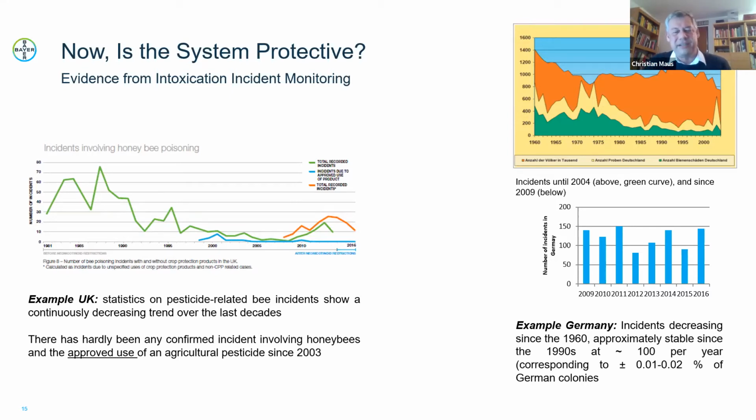And in Germany, and here, please, at the upper one, look at the green curve since the 1960s, a kind of steady decrease. And currently, we are at a quite stable level of 100 cases per year, more or less, which is corresponding to 0.01 to 0.02% of German bee colonies affected. So quite a low number. So the system seems to be fairly protective.